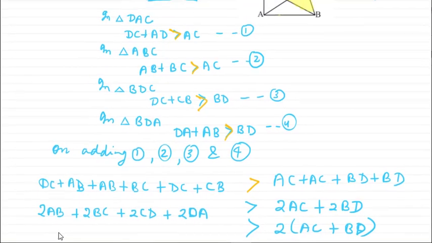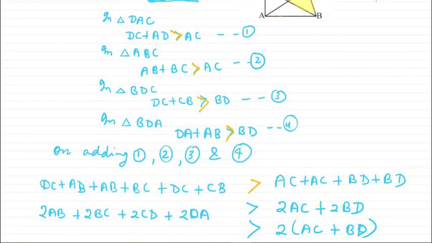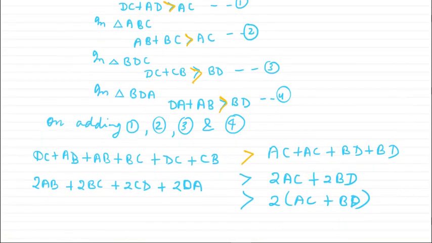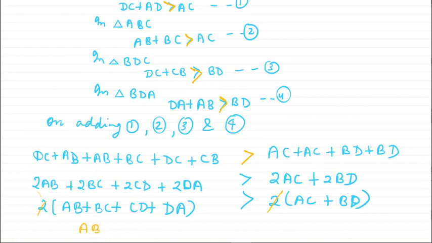So in the left part also I have written the same way as I told, and then you can take 2 common from the left side as well. So you'll get twice of AB plus BC plus CD plus DA. So here you can cancel out the 2. So you will get the required result, that is, AB plus BC plus CD plus DA is greater than AC plus BD. So hence you have proved this one.